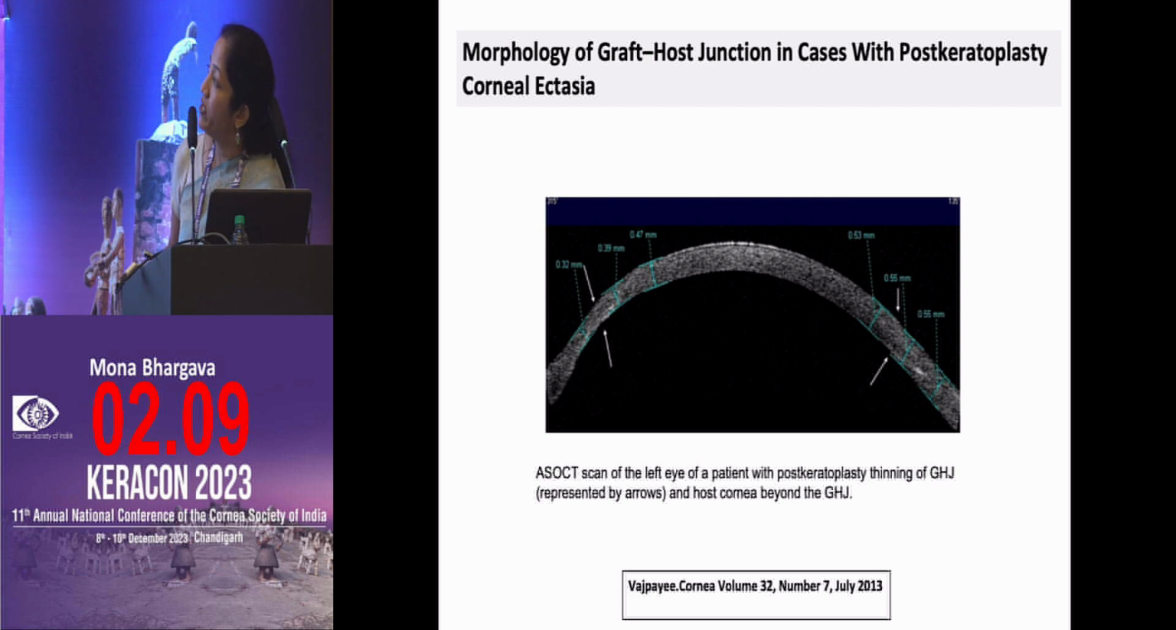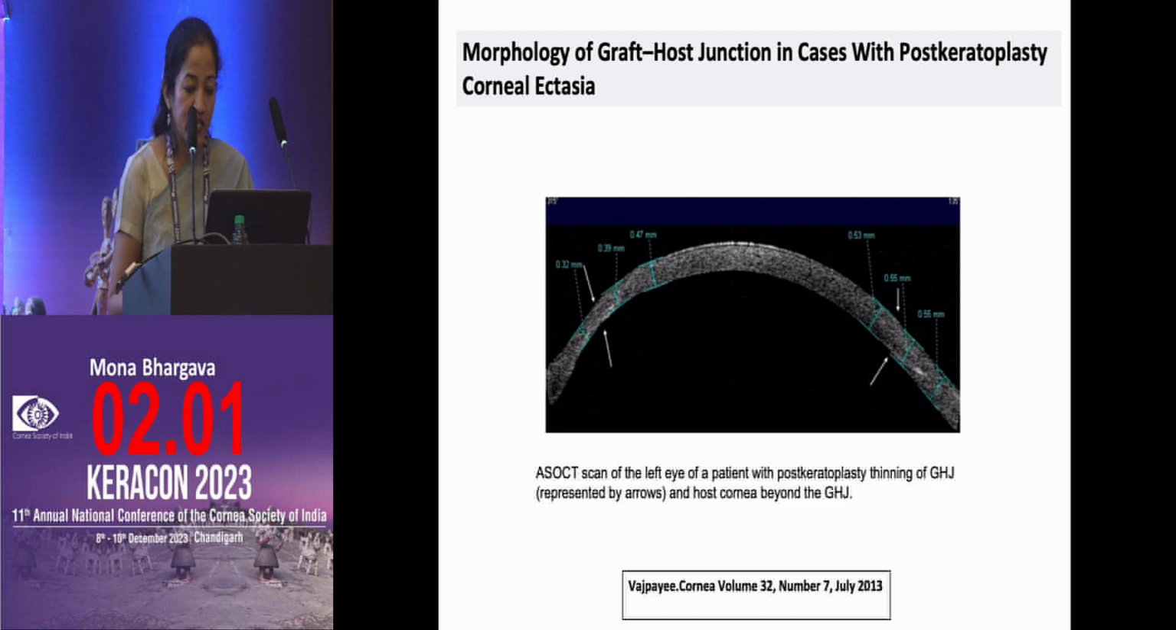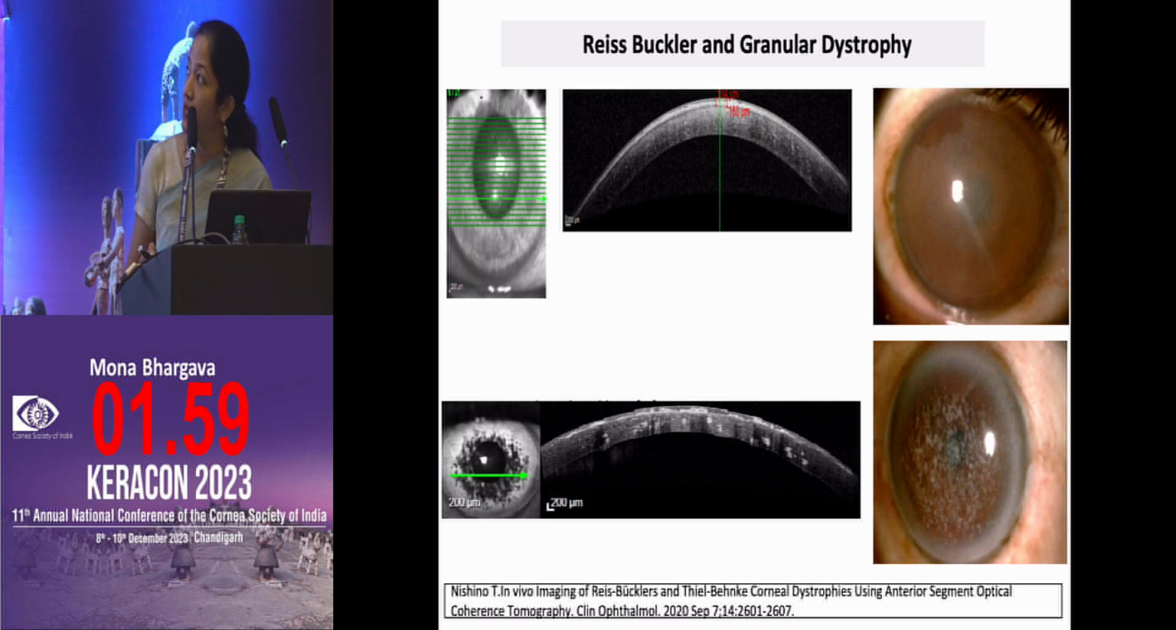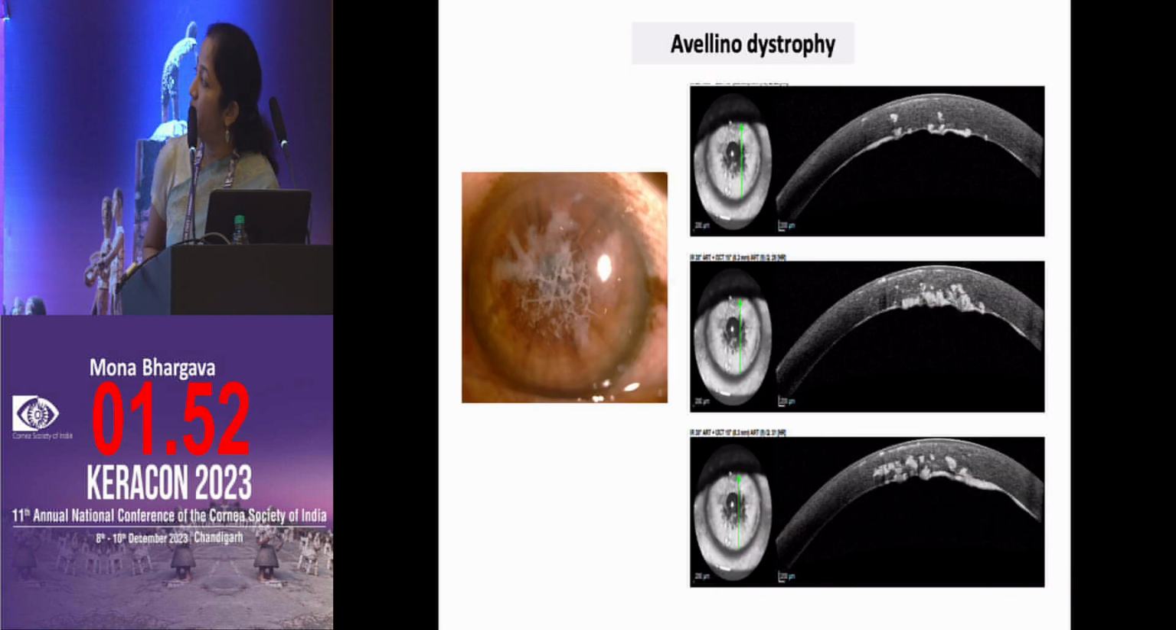Central to peripheral corneal thickness is quite variable here, with a thinning at the graft-host junction, which is characteristically seen in ectasia status post keratoplasty. Here there are various deposits involving multiple layers of the cornea and even the Descemet membrane to decide the type of keratoplasty procedure.